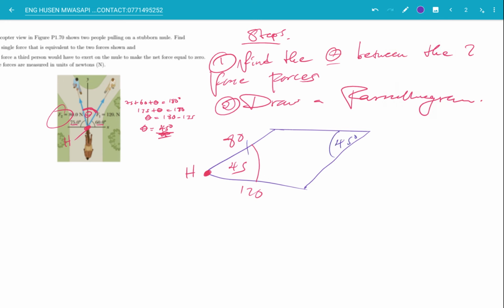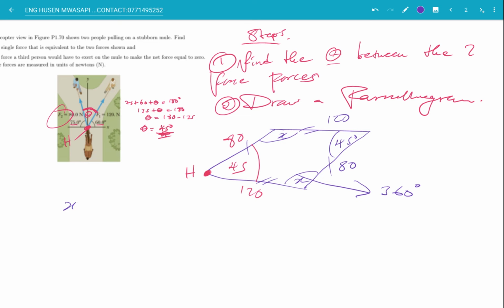And if this is 80, even this is 80. If this is 120, even this is 120. But one thing you should know is that the angles in a parallelogram always add up to 360 degrees. So you need to know what these other angles are. So let's try and find them.